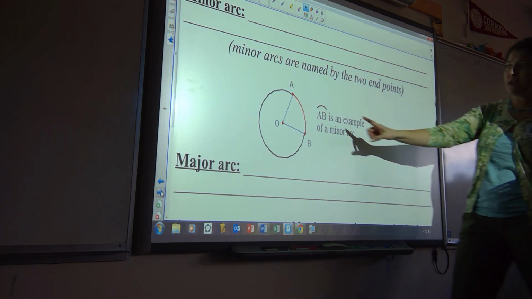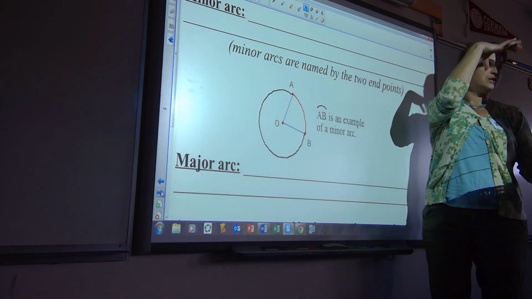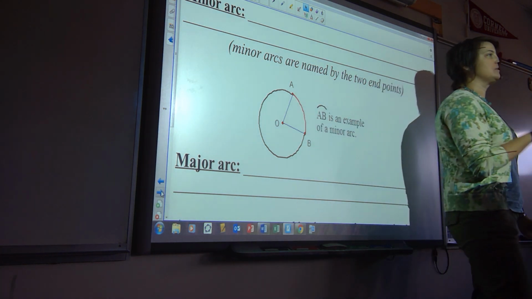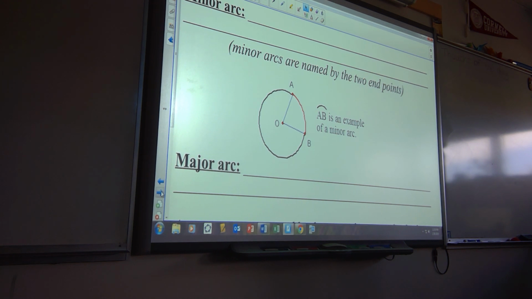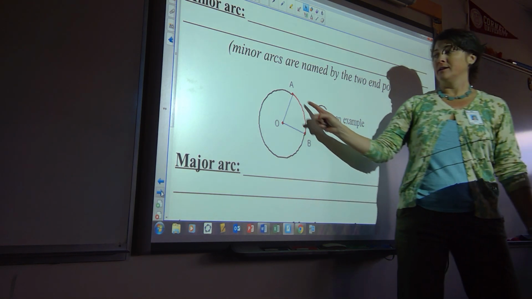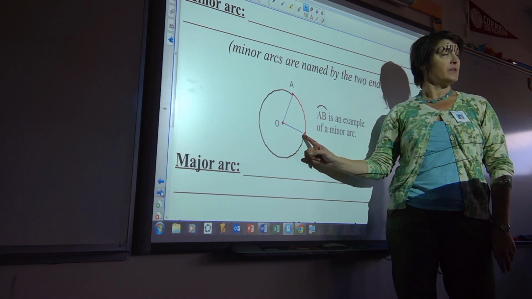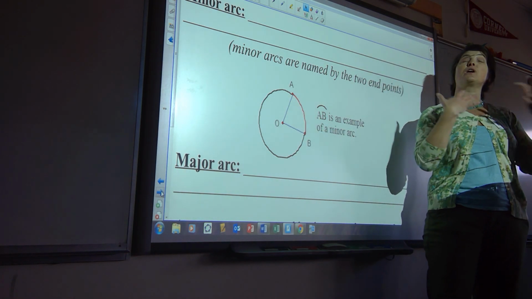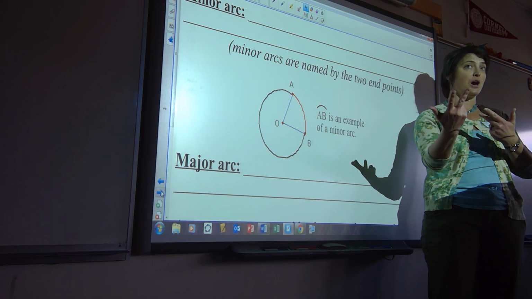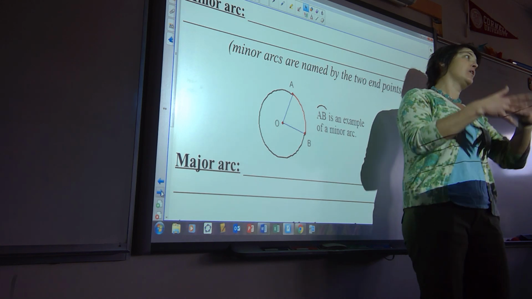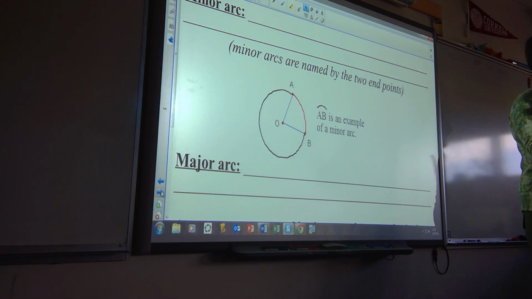So when we are naming arcs, we just use this arch thing on top of the letters. But if I said, okay, walk around the circle from point A to point B, hopefully you would turn to me and say, well, which direction do you want me to go? Because isn't there like a short distance or a longer distance? Yeah. So we have to have a way to communicate with each other so that we can clarify, I want you to go the shorter distance, or I want you to go the longer distance. We call those two different things.